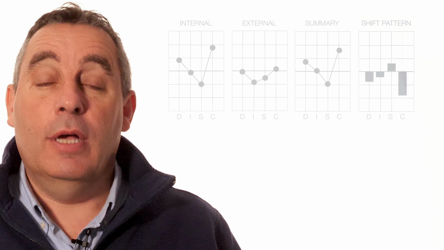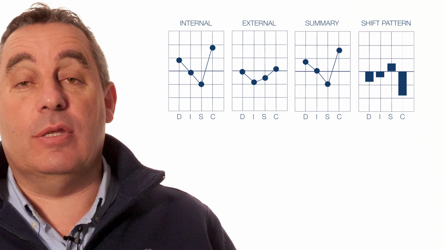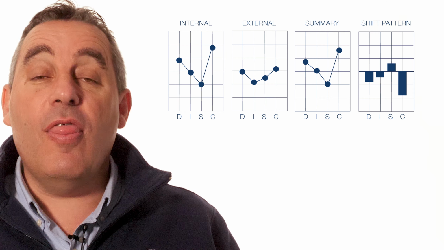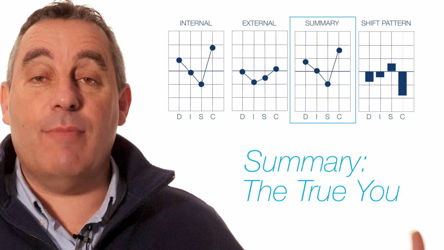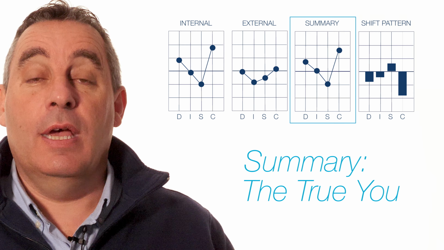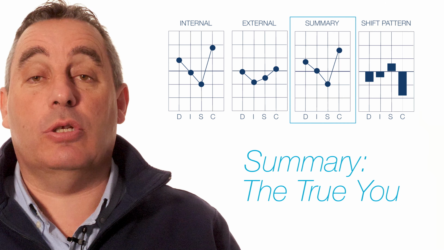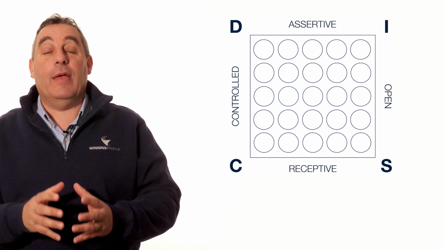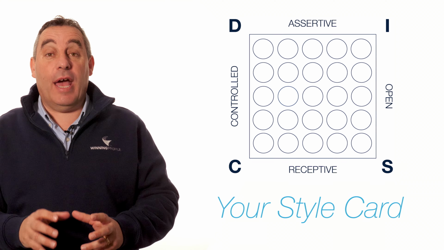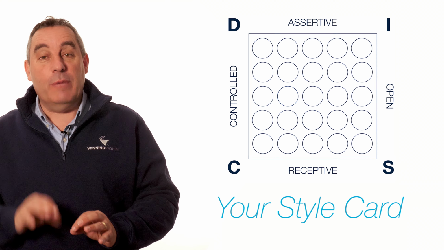Now the true you sits somewhere between the internal and external profile. And that's what the summary profile is. It's the amalgamation of those 2 graphs and gives a much more accurate depiction of who you are. We can extrapolate the information from that profile to create your style card, which you can read about below and in subsequent videos.